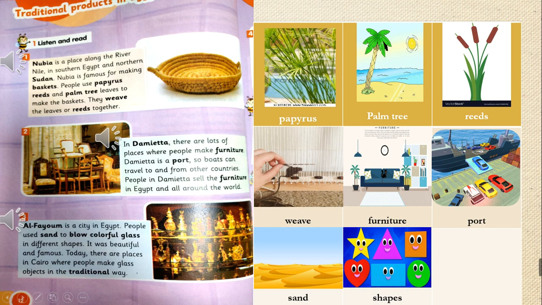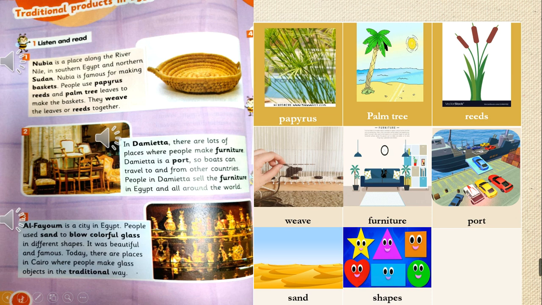Weave, weave like to use a small needle. This is a small needle, okay, to make like carpets or rugs. Furniture, furniture, like the couch we have at home or the cupboard. Port, port, okay, it is the place that the ships arrive to. Sand, like we have in the desert. Shapes, shapes, these are shapes.